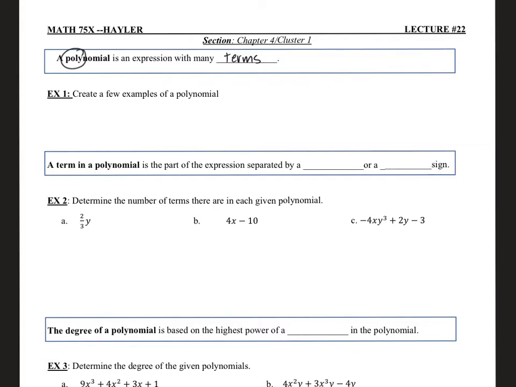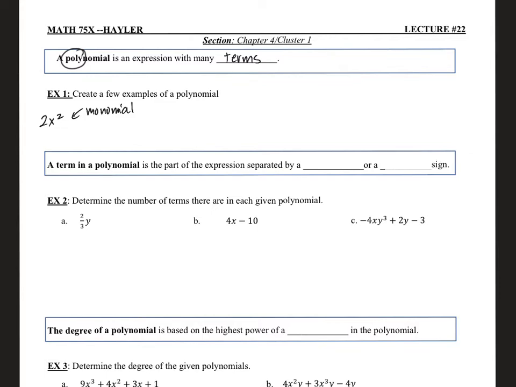Alright, so example 1, create a few examples of a polynomial. If you want to, you could pause the video and try to think of a few yourself, but I'll go ahead and create a few and let you know the names that we have for these. So there's one type. This would be a one-term polynomial, or we would call it a monomial. Nomial, once again, kind of meaning number, and mono meaning one. Like a monocle, that little one-glass piece that a person wears on their eye. So that's a monomial.